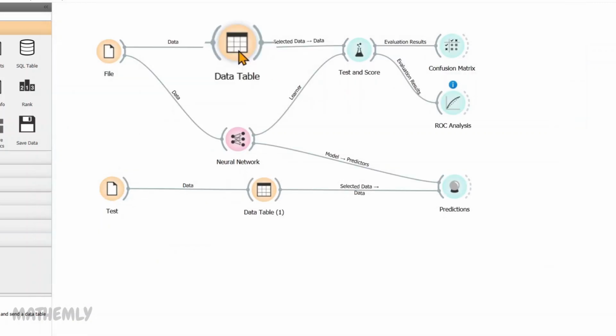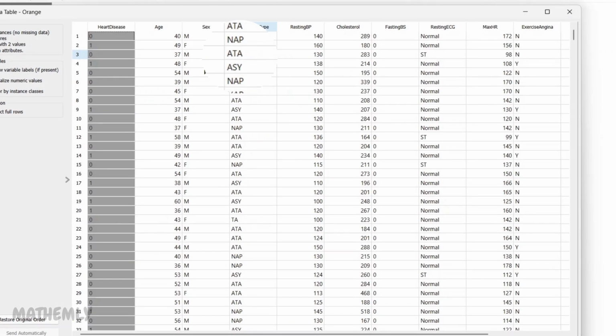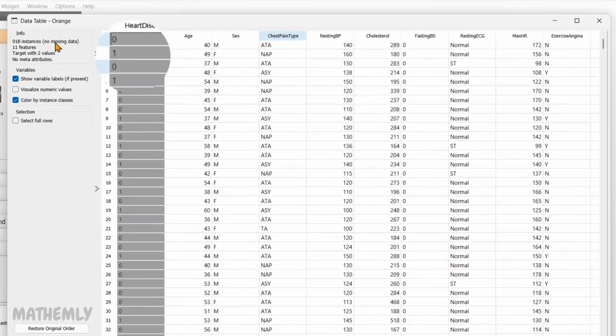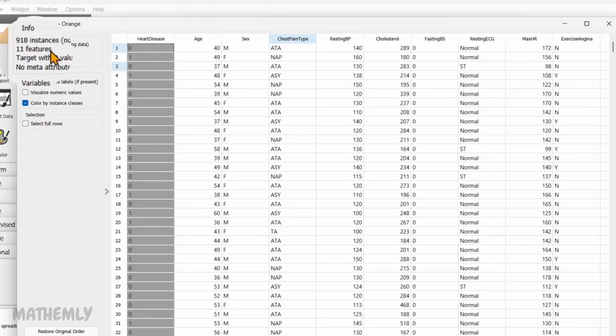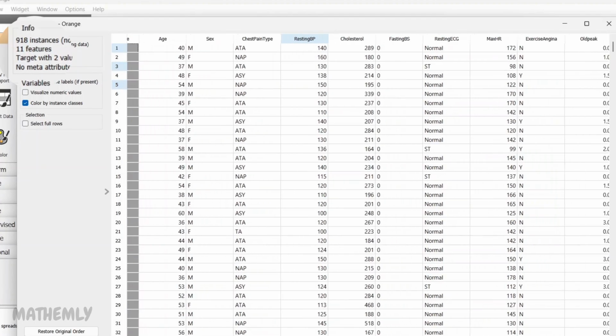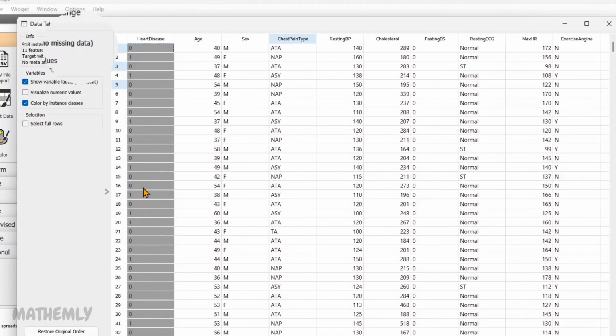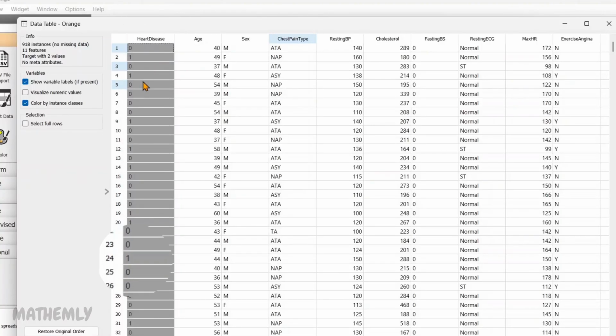Next, we have connected the data table widget to inspect the dataset. It contains 918 patient records with various medical attributes. The target column is heart disease, which indicates whether a patient is diagnosed with heart disease.